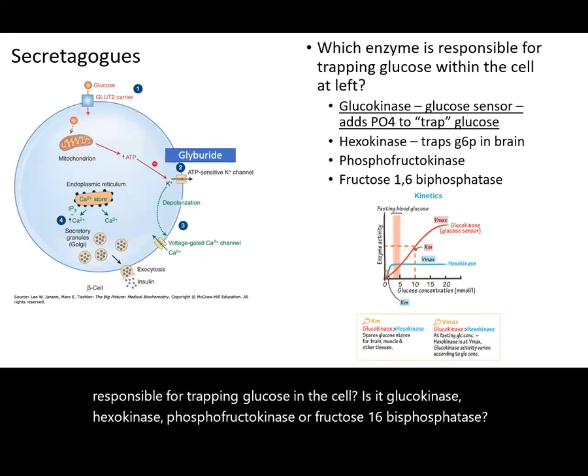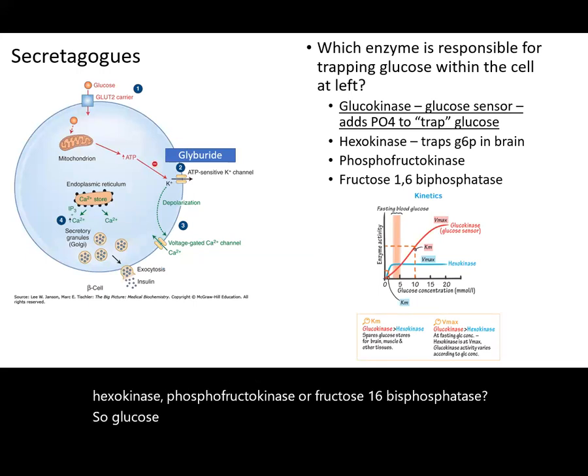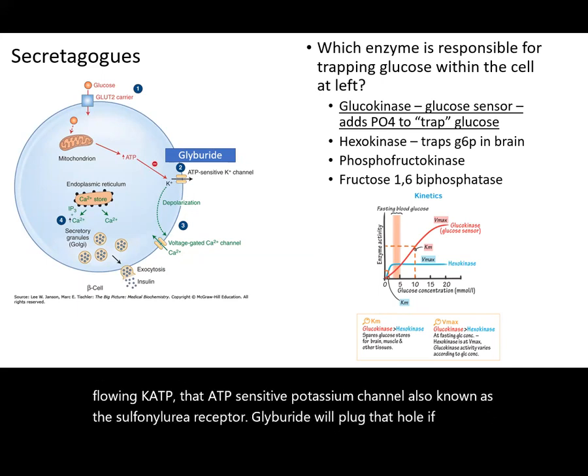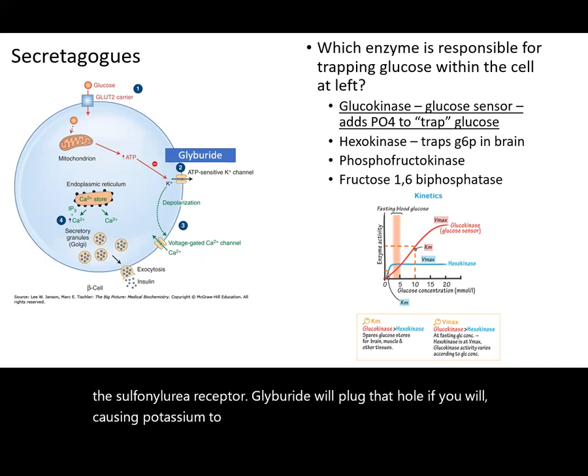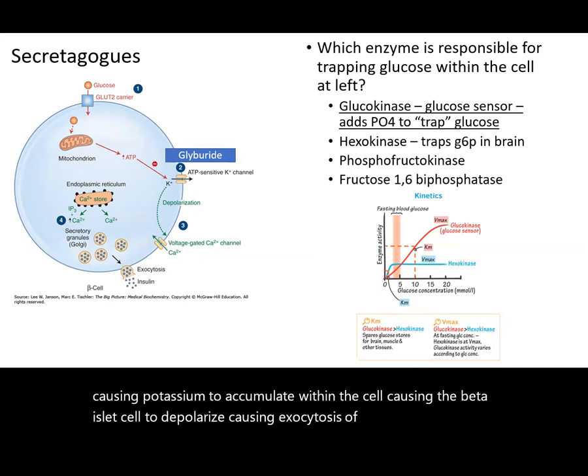So the site of action of glyburide is 2, that outward flowing KATP, that ATP sensitive potassium channel, also known as the sulfonylurea receptor. Glyburide will plug that hole, if you will, causing potassium to accumulate within the cell, causing the beta islet cell to depolarize, causing exocytosis of insulin and C-peptide.